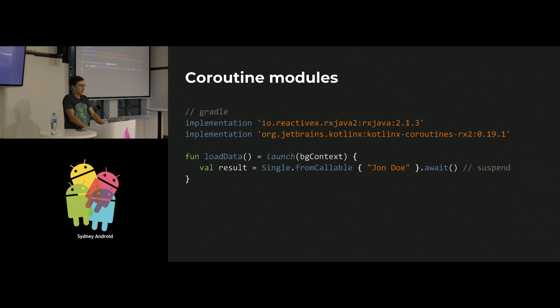Another thing is that sometimes you have an API which exposes reactive streams like RxJava. So guys from JetBrains wrote a lot of modules which can bridge your Rx or other reactive stuff to coroutines. In that case, I have a single from Callable, and I've added a module called Kotlin Coroutines Rx2, and it provides us some extension functions. In this case, I use the await function. So it will just suspend, and then I can immediately get the result here.